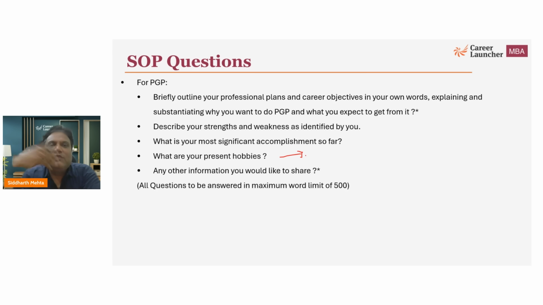For example, if you like to travel, what kind of places have you traveled and what interests you in those places, something of that sort. So be a little more elaborate when writing about it. Write about, say, maximum two to three hobbies.